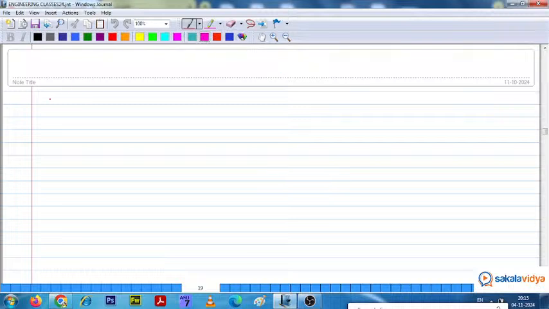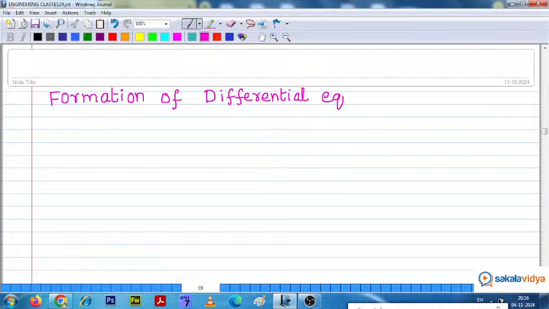So, formation of differential equations. Today let us discuss how to form a differential equation.